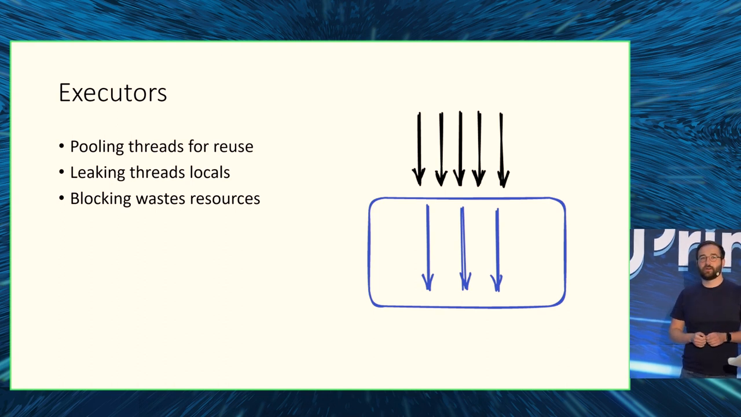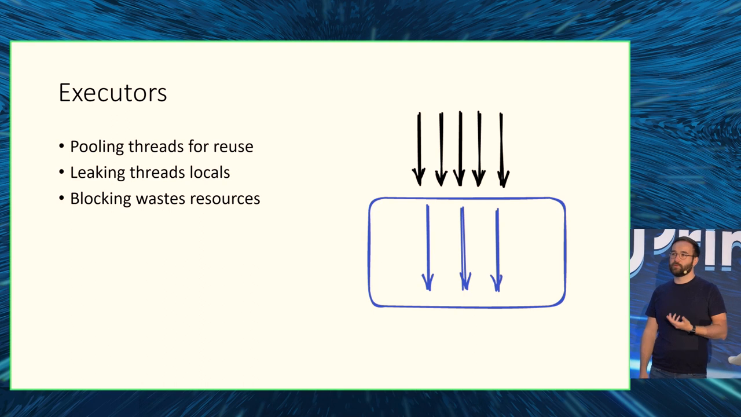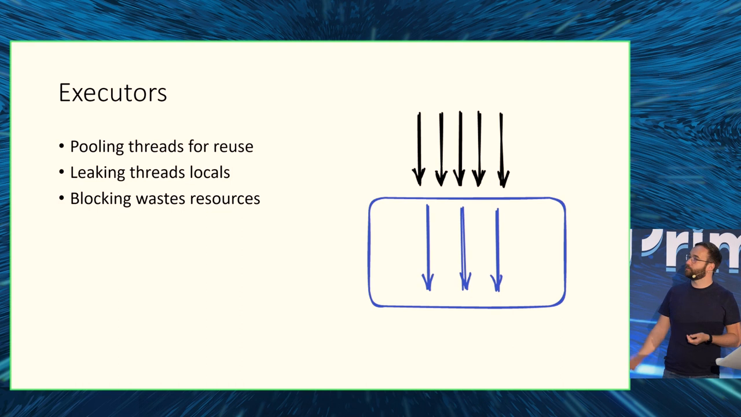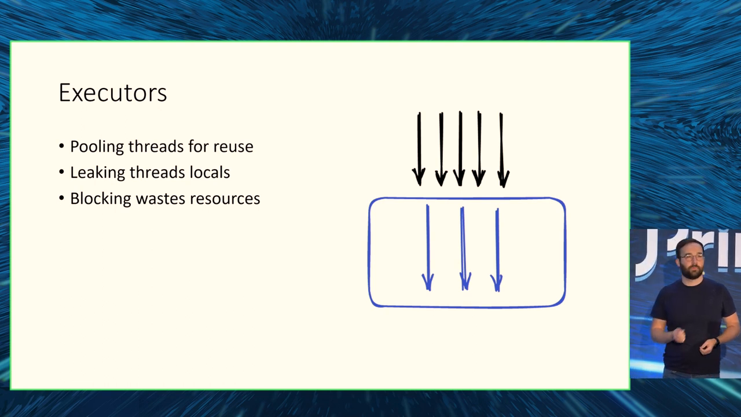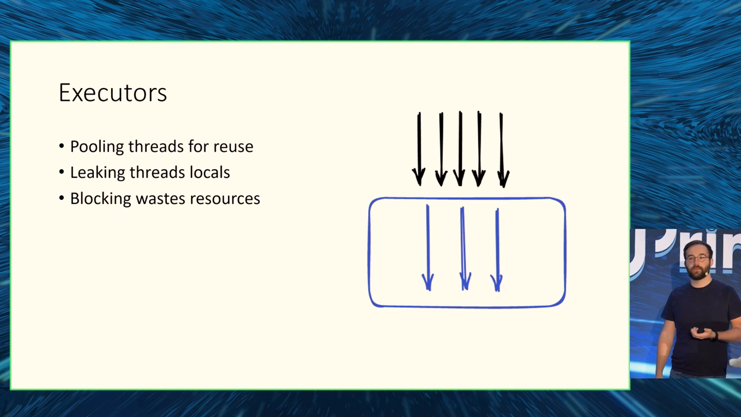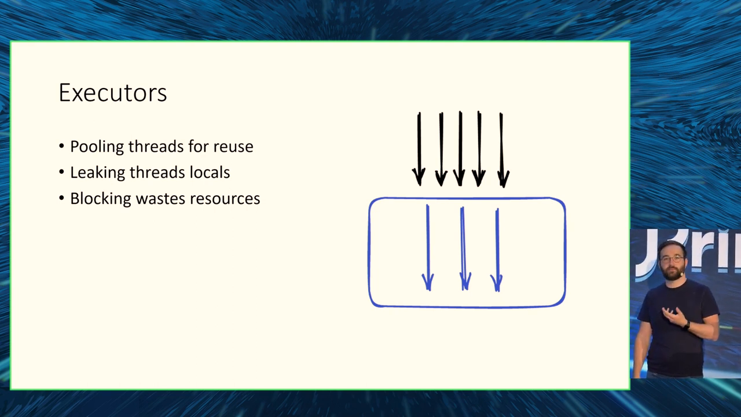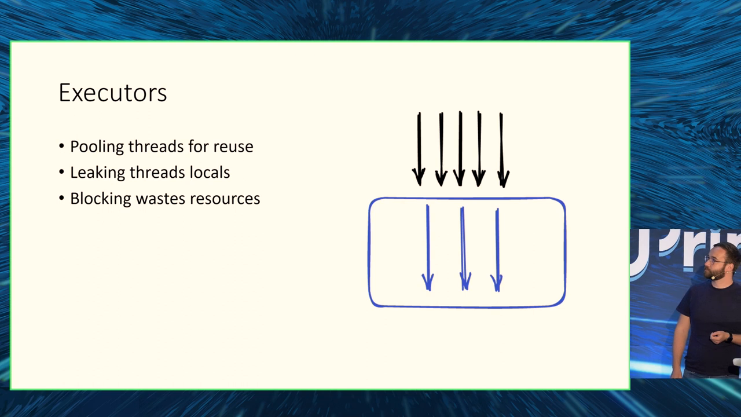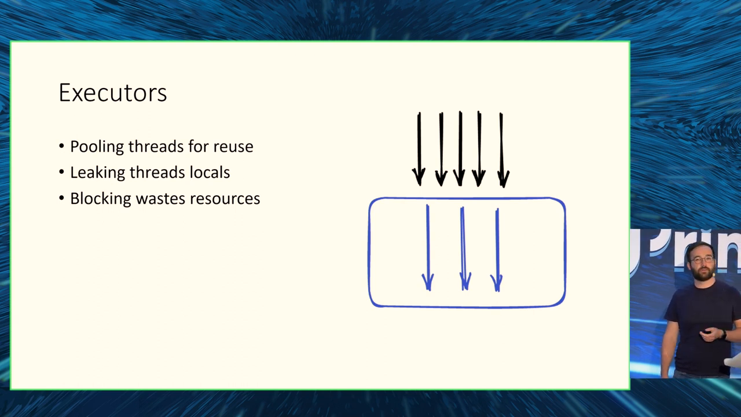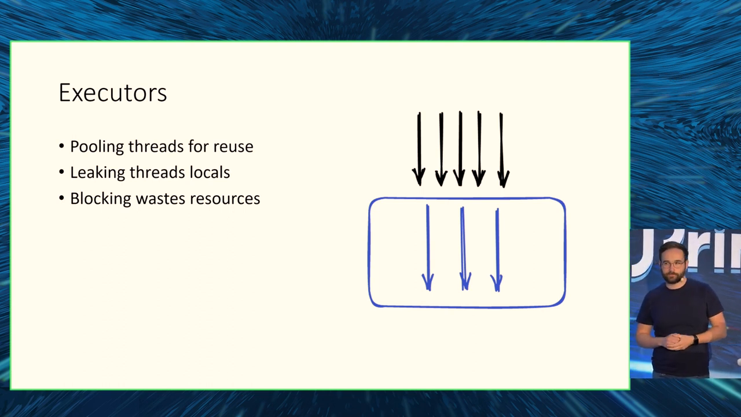But this also has some downsides. One of them is the thread locals. If I have a task that sets a thread local variable on one of my threads inside the thread pool and forgets to unset it, this thread with this thread local will be put back inside the pool, and another task can pick up this thread, and this task will be able to see this thread local variable. And at that point, you are leaking your thread local variables into other tasks, which isn't the best way.